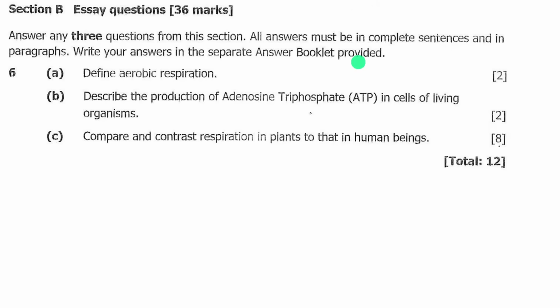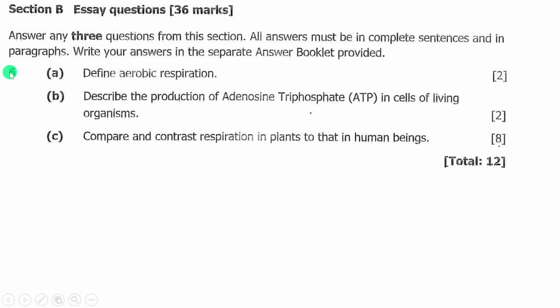So you see here there is an instruction which says that all answers must be in complete sentences and in paragraphs. It doesn't really mean that if there is certain numbering that you need to do, you cannot do that. There are certain questions that would require just creating a paragraph, so go ahead and create a paragraph in those questions. Then there are certain questions that would require that you make complete sentences, which means that you would rather make paragraphs. That one also qualifies. So you're going to see the way we'll be answering these questions.